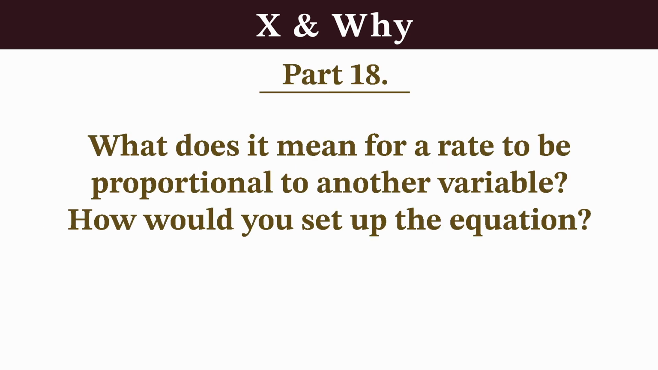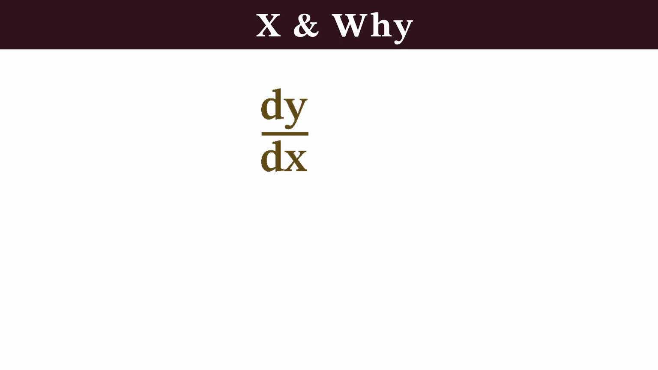Part 18. What does it mean for a rate to be proportional to another variable? How would you set up the equation? Let's say dy over dx equals k times y. dy over dx is the rate of change. Y is the variable whose rate of change is being described. K is the constant of proportionality.